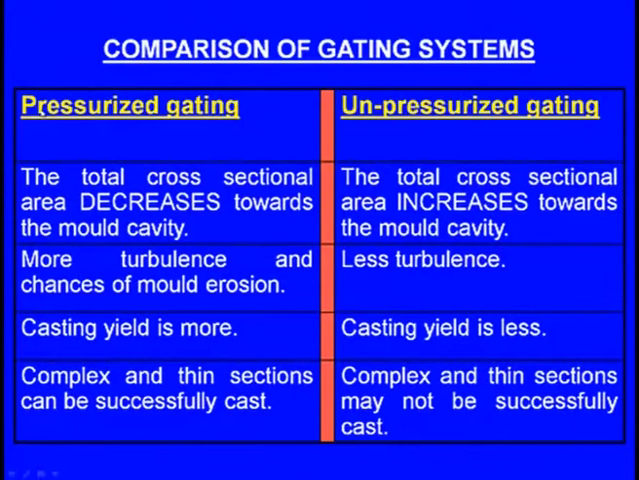Next one, what happens in the case of the pressurized gating system? Complex and thin sections can be successfully cast. Sometimes the casting may have complex and very thin sections. Now if you choose the unpressurized gating system, because of the lesser pressure of the liquid metal, these thin sections may not be filled with the liquid metal. In such a case, to fill such complex and thin sections, we need the pressurized gating system. Only when we choose the pressurized gating system, the molten metal will be forced to inject into those thin sections and we can successfully cast such thin and complex sections. Whereas, on the other hand, if you choose the unpressurized gating system, these thin and complex sections are very difficult to be cast.